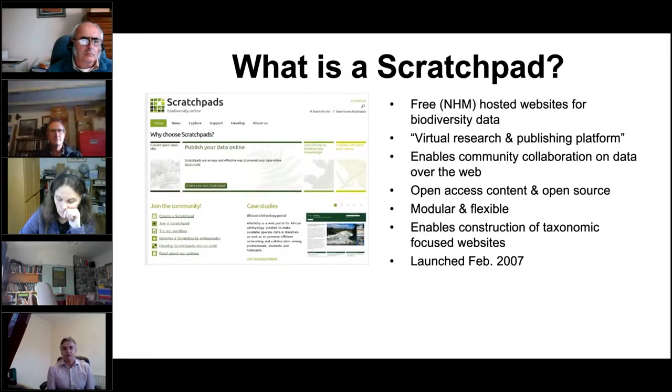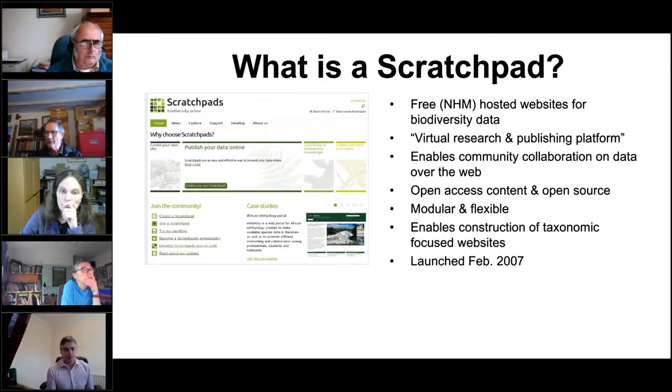So what is a Scratchpad? This is something that I'm learning as well, so coming here today is great for me as part of my learning. I'm finding that it's lots of things to lots of different people, and I'll show a few examples of that, including what the Dipterists are using that I'm aware of. But as I understand it, it's a virtual research and publishing platform, which we have an account on. You have a Scratchpad site, and you can collaborate with other people on that site.